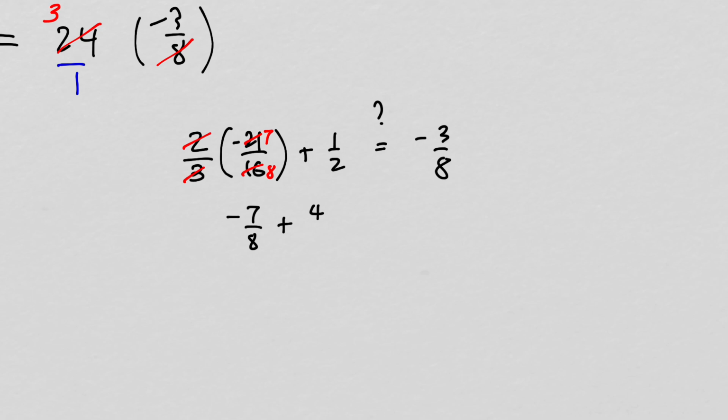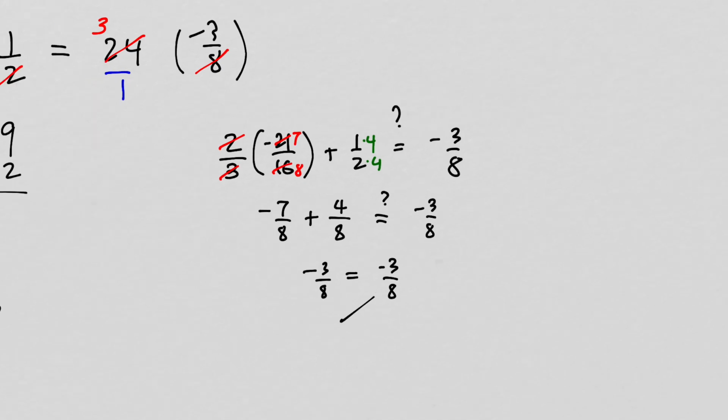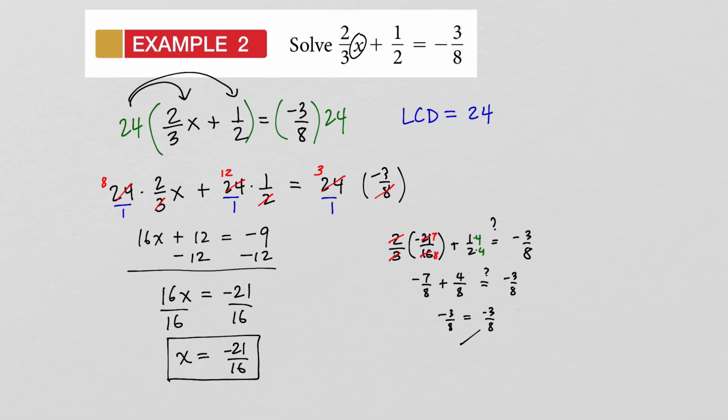Remember that 1/2 is 4/8, right? If I just multiply by 4 here and here. Is that equal to negative 3/8? And the answer is yes, because negative 7 plus 4 is negative 3. So we have negative 3/8 is equal to negative 3/8. So our solution, negative 21 over 16, is correct.